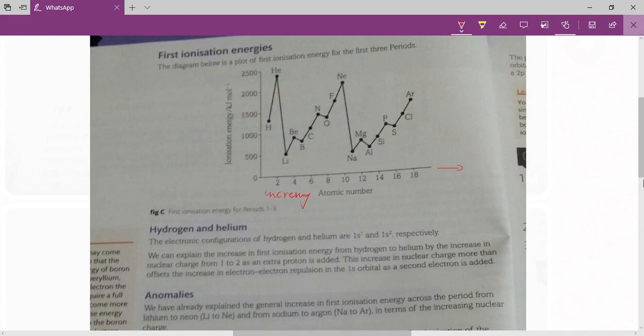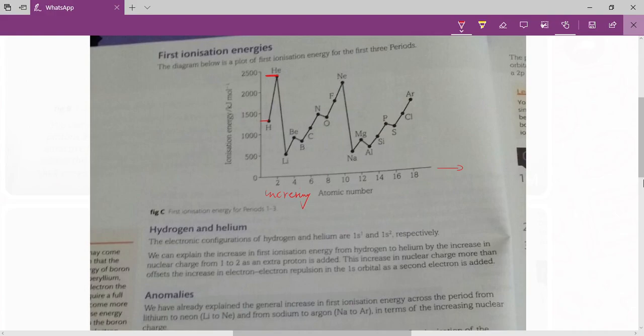Firstly, at atomic number 2, you are seeing the energy is approximately 1250, I guess. It's not in the middle, so we can predict it's about 1300. So hydrogen, then it becomes helium, and helium is about 2400. Hydrogen and helium are your first period.